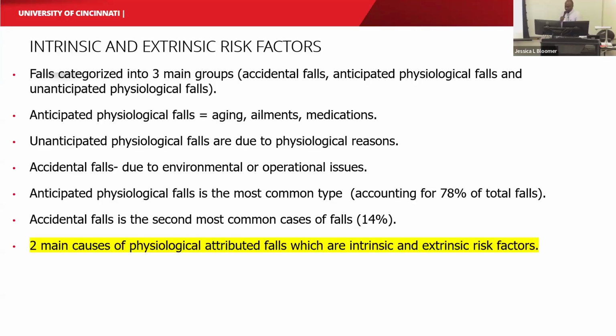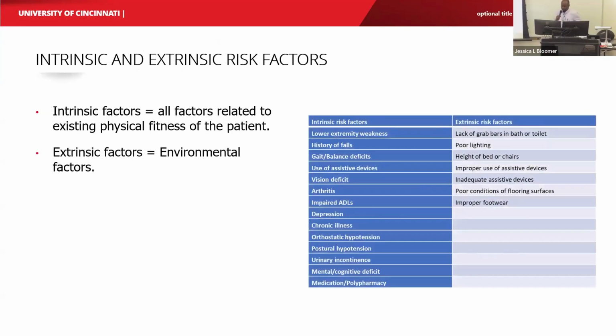So for the purpose of this study, we'll be considering the physiologically attributed falls, which are then divided into two categories: the intrinsic, which are the factors that relate to the existing physical fitness. The intrinsic factors are those of the physical fitness of the patient that can make the person more likely to fall. Some of those will be, for instance, lower extremity weakness, fear of falling, gait or balance deficits, vision impairment, urinary incontinence, and things like that.